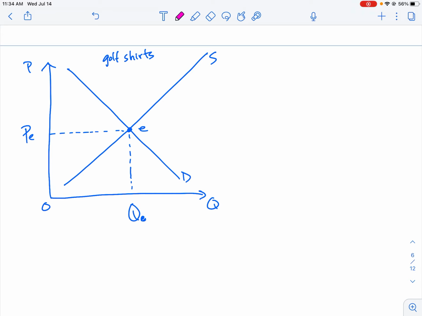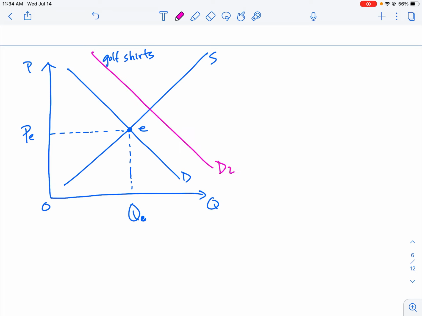So what if golf gets more popular, right? What if all of a sudden a lot of people start golfing, golf gets very popular, and people are buying more clothes for golfing? Well, that would cause which curve to shift? Probably the demand. In which direction? Probably an increase, right? And remember, an increase in demand is a rightward shift.